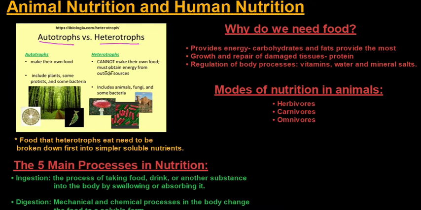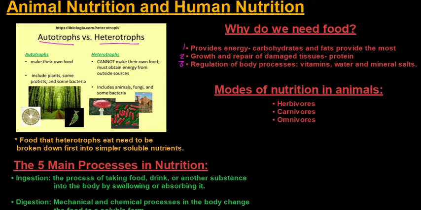Now, why do we need food? Why is it important? Firstly, it provides energy, and that we get when we eat food that has carbohydrates and fats. Those provide the most energy. Secondly is for growth and repair of damaged tissues, and this is done when we eat proteins. And then lastly, regulation of body processes, and this is done when we eat foods that are high in vitamins, contain water and mineral salts.